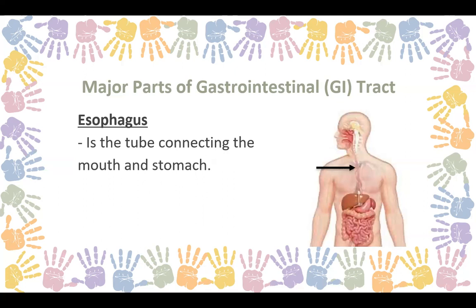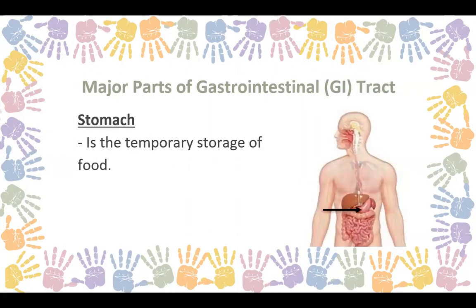Second, the esophagus. The esophagus is the tube connecting the mouth and stomach. It pushes the food down to the stomach using muscular movements called peristalsis. The third one is the stomach. The stomach is the temporary storage of food. The digestive juices in the stomach break down protein from the food, and then after some time, the food is broken down into a pulpy fluid, and the stomach pushes it out to another organ.